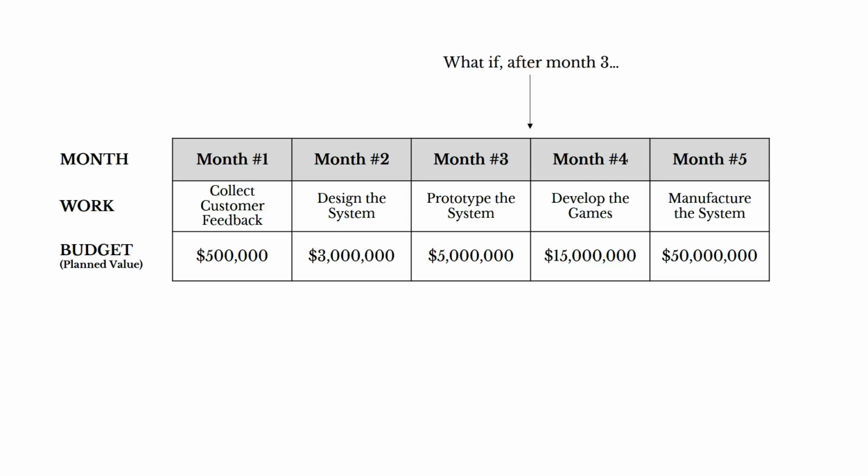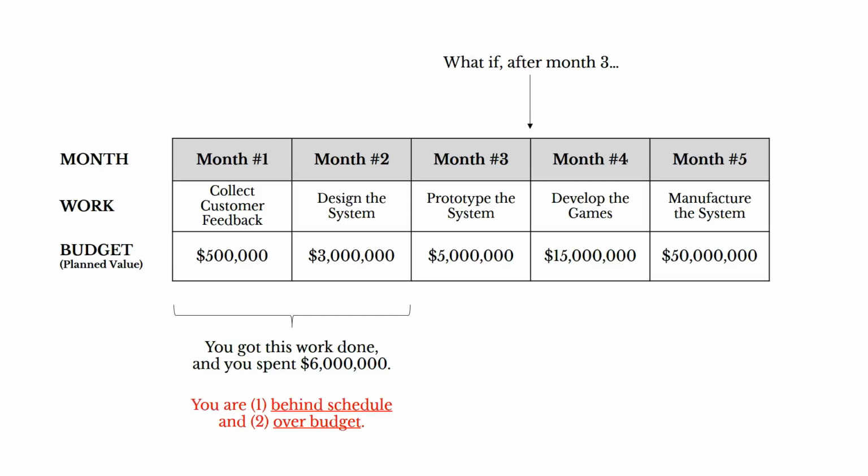Now imagine this. It's the end of month 3, so you hoped that we would have gotten collecting customer feedback, designing the system, and prototyping the system done. This is what we'd planned to have accomplished. But what if you've only got the first 2 things done? You've only collected customer feedback and designed the system, and you spent $6 million to do that. So you had 3 pieces of work planned, but you only got 2 of them done, and you spent quite a bit to get it accomplished. There's a problem here. You're behind schedule and over budget.